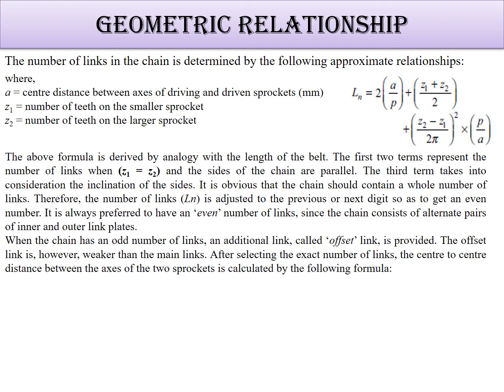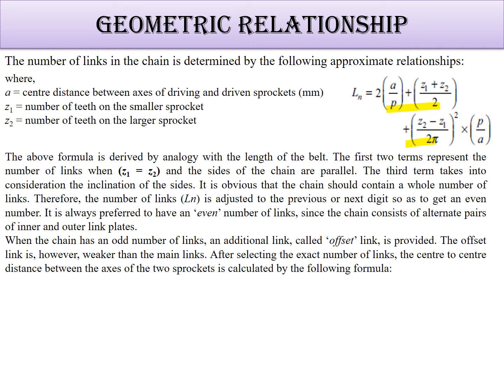So the belt length we find out with the help of some formulas, but here number of links are there, so it is somewhat different. Here the first two terms, these two terms explain what? When z1 is equal to z2, and the third term takes into consideration the inclination of the side. Okay, the inclination of the side. Based on this it has been derived.